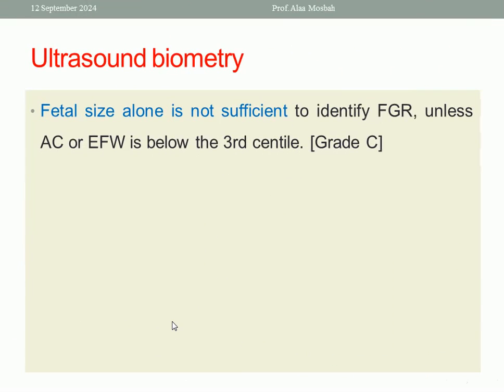Ultrasound biometry, fetal size alone, is not sufficient to identify fetal growth restriction unless abdominal circumference or expected fetal weight by ultrasound is below the third centile. As I said before in the definition, as you remember, when I differentiated between the appropriate for gestational age, the small for gestational age, and the fetal growth restriction. Okay?